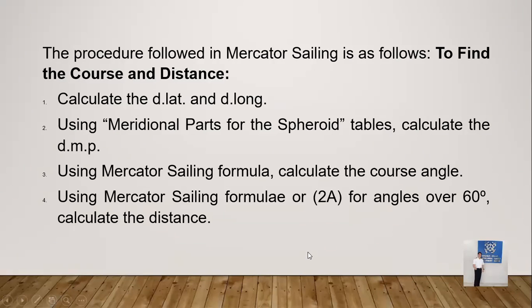These are the procedures. Calculate DLAT and D long. Use meridional parts from the Norie's tables. Calculate DMP, or the difference of meridional parts. Use the Mercator sailing formula. Calculate the course angle, or the course. And then, of course, using the Mercator formula, for angles over 60 degrees, use the formula that I've given you, together with the distance formula, for you to be able to get the correct distance.